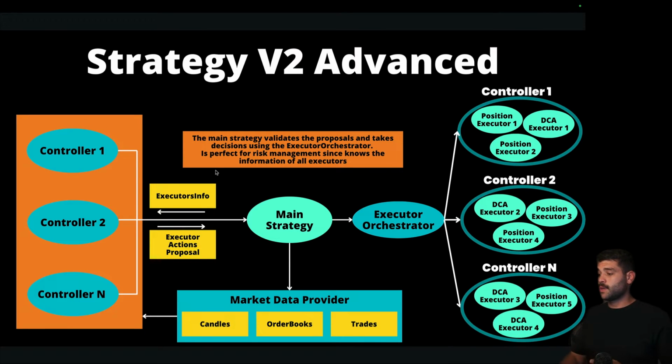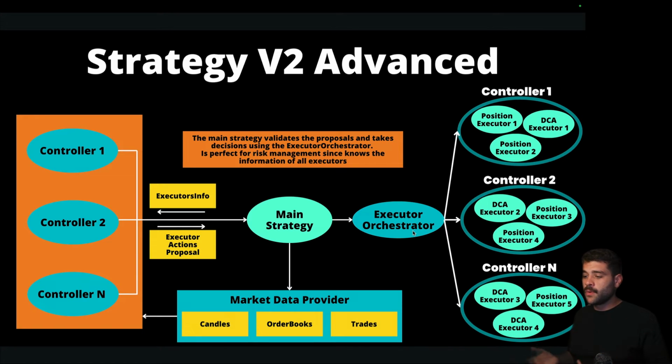At the right, as you can see here, we have an executor orchestrator. Hummingbot has a new abstraction layer for execution, where you can find the position executor, that is one open order with one close order, the DCA executor that has multiple open orders and just one close order, and the arbitrage executor that lets you do arbitrage between CEX and DEX. For example, you can do it between Uniswap and Binance.